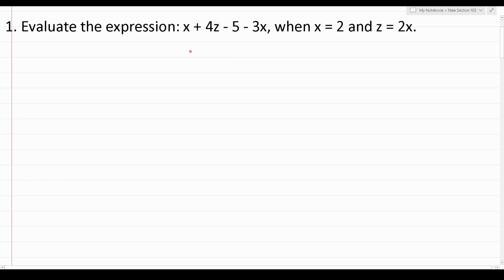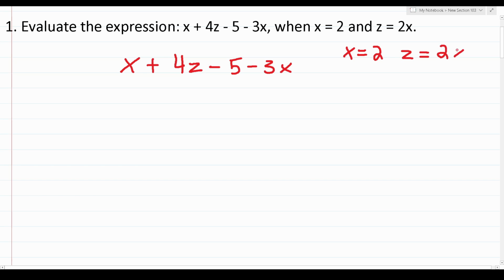All right, so this first question says, evaluate the expression x plus 4z minus 5 minus 3x when x equals 2 and z equals 2x. All right, so if you watched my video called Evaluating Algebraic Expressions, you'd realize that the first thing I recommend you do is to copy down your expression. And in this case, our expression is x plus 4z minus 5 minus 3x. And in addition, we were told that x is equal to 2 and z is equal to 2x.